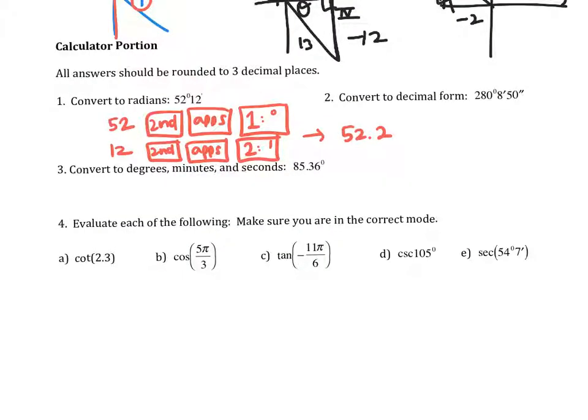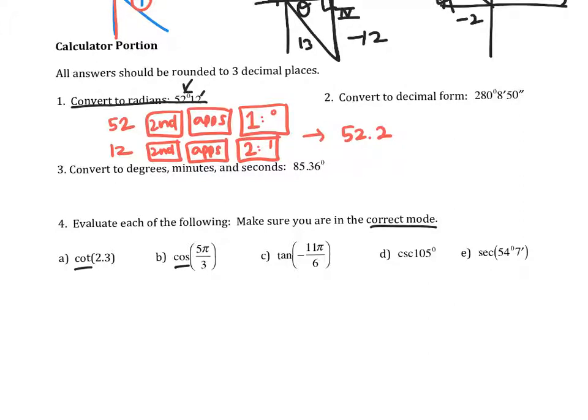Okay, let's look at the calculator portion. All answers should be rounded to 3 decimal places. Number 1, it says to convert to radians. So it's given to you in degrees and minutes. That's actually a minute symbol, but it got cut off. And you have to convert to radians. When you're just doing conversion, it doesn't matter what mode you're in. It's when you're doing things like cotangent and cosine that you need to be in the correct mode.